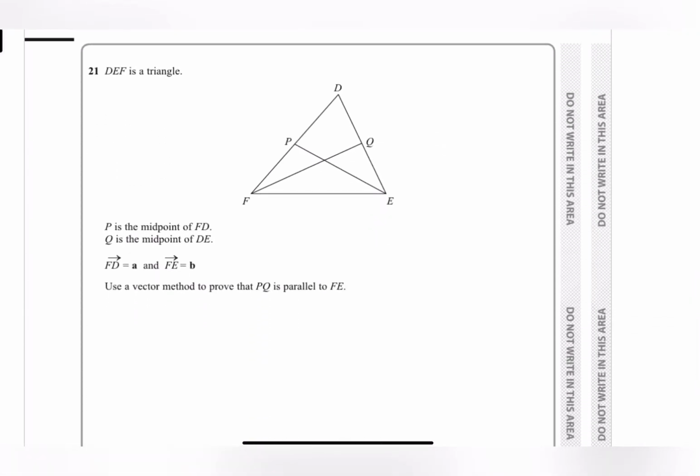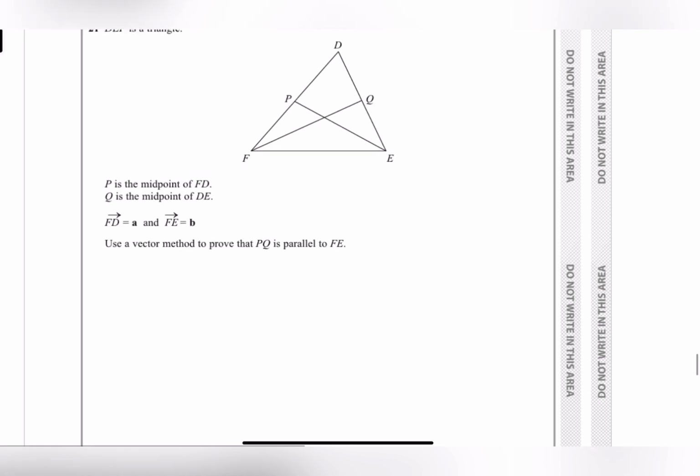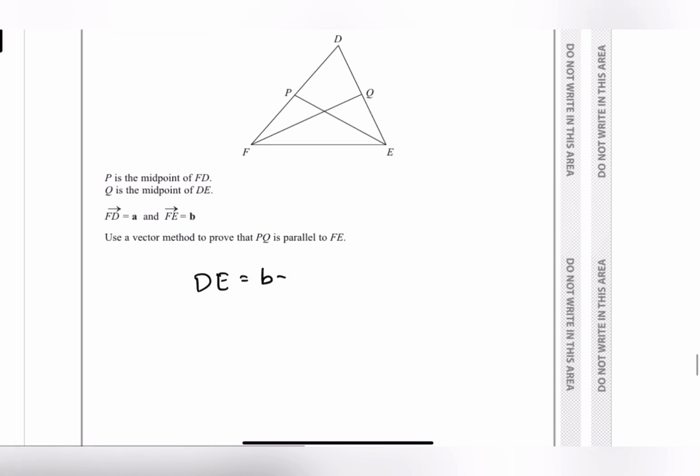Now, the next part of the problem is: DEF is a triangle, P is a midpoint of FD, and Q is a midpoint of DE. FD is A and FE is B. Use a vector method to prove that PQ is parallel to FE. So what you can do is you can say DE is equal to B minus A. So you can say PD will be equal to 1 over 2A.